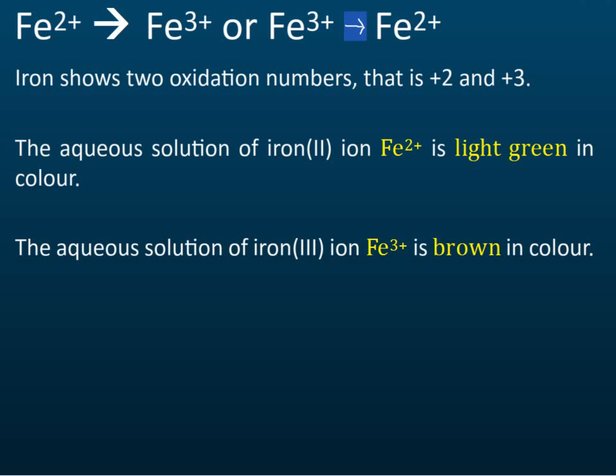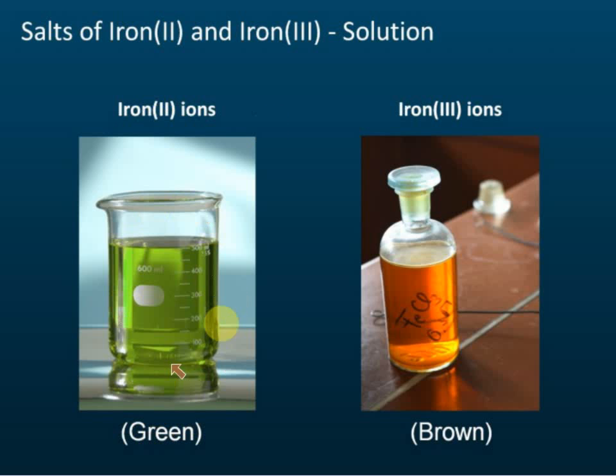Let me show you the pictures. This is the color of Fe2, light green. And this is Fe3, brown. You can ask how to remember. Remember this picture. Scan this picture into your brain. Next time when we talk about colors of ions, try to recall this picture. Green, brown, Fe2, Fe3. Close your eyes and try to imagine this picture. It really worked. After this, try to visualize these pictures, green, brown. Then you can remember. So that's the colors of Fe2 and Fe3 ions.